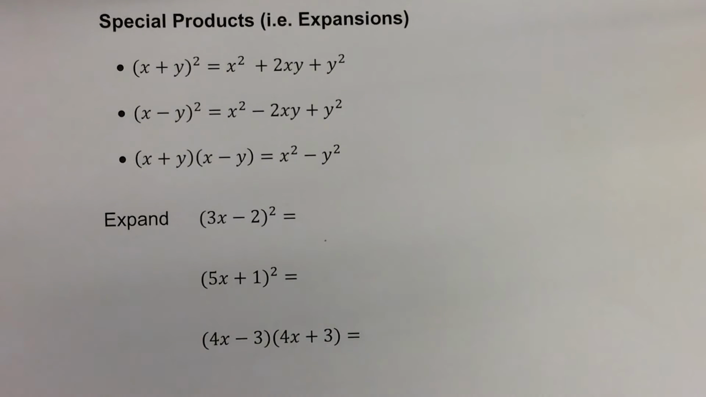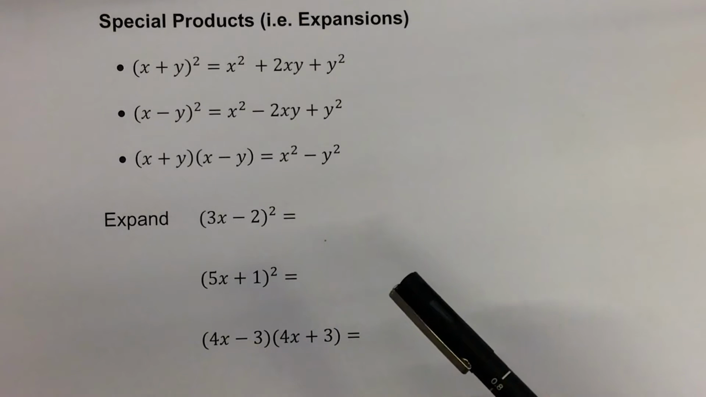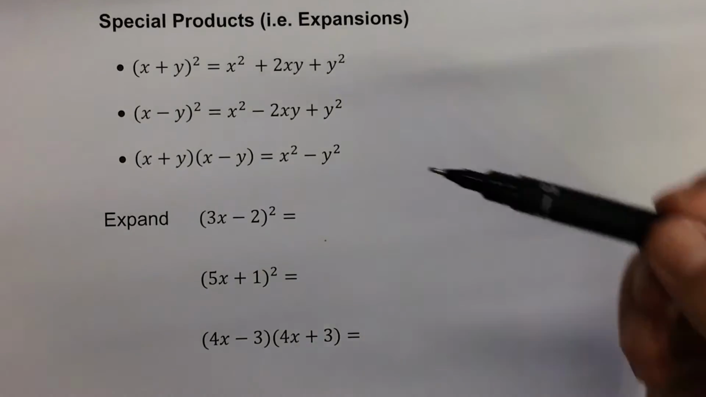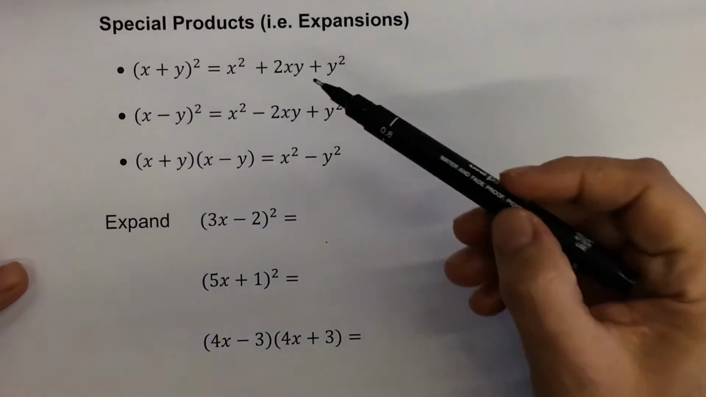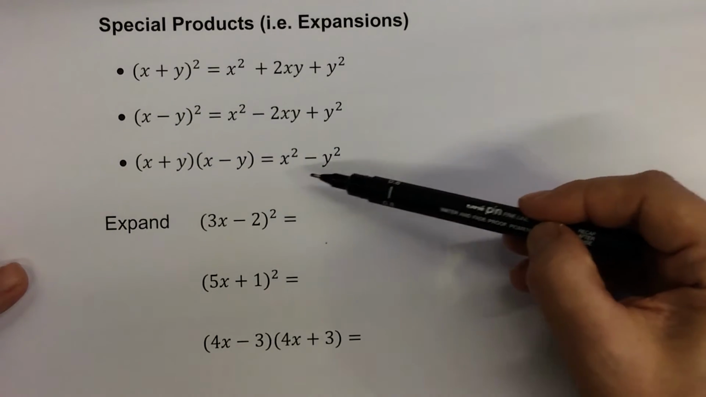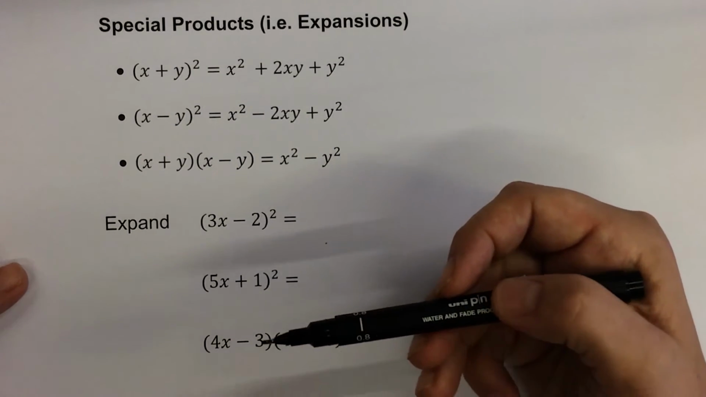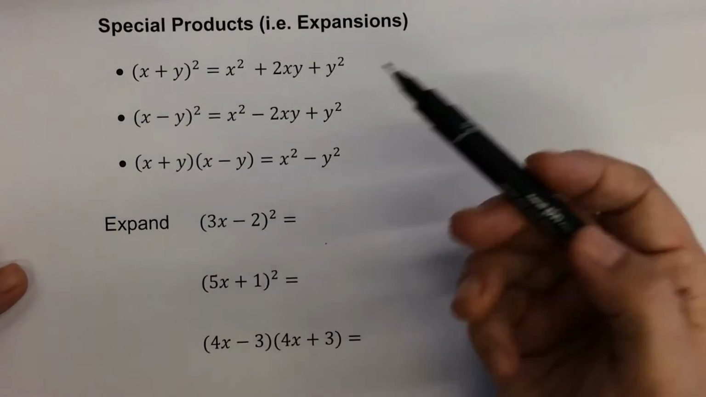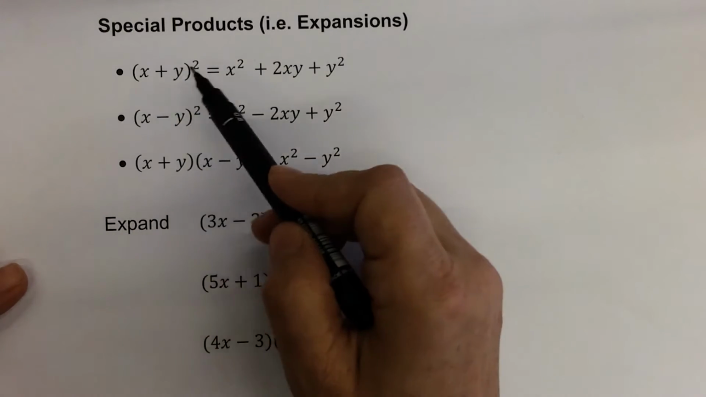Special products or expansions. Some products are worth remembering because they follow a certain pattern and give you shortcuts in expanding your algebraic expressions. So we look first at these three special products: a square of a sum, a square of a difference, and a difference of two squares. Basically, the first two formulas give you a shortcut for how to expand this sort of expression.